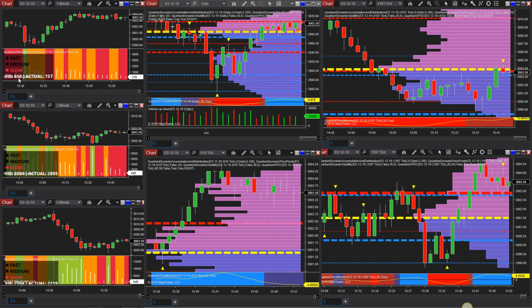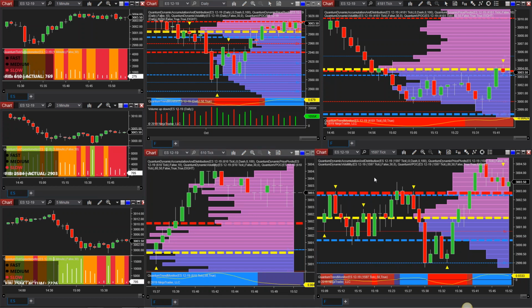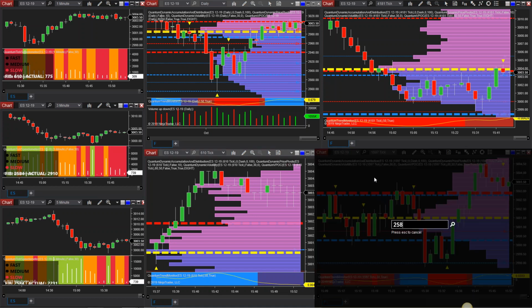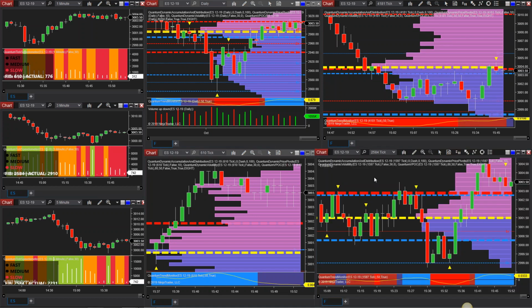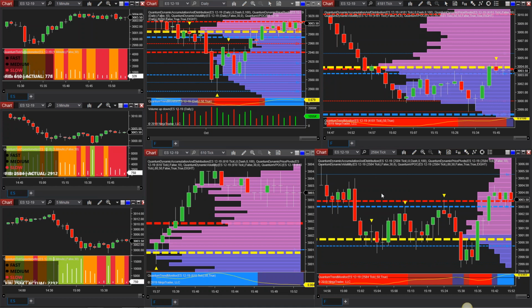So the 1 minute's currently running at 610. The 3 minutes currently running at 2584. So I'll just change that one over here. Move that over onto the tick now. And the other one's running at the same speed as well. This is what it was running at earlier on, not long ago, 4181. Now we're down to, as you can see here, 2584. So it's slow, it's very sluggish.